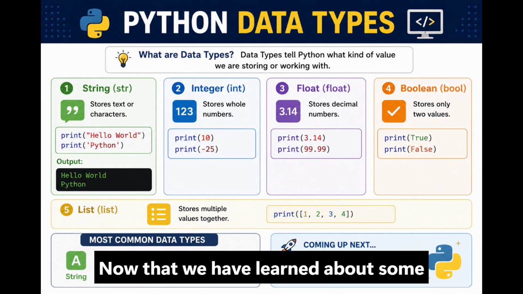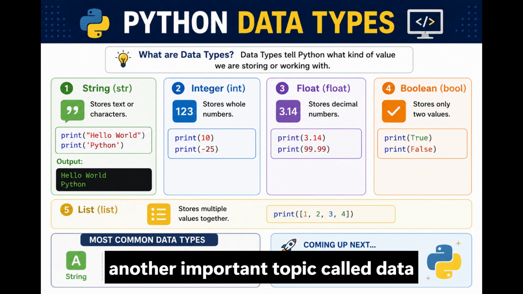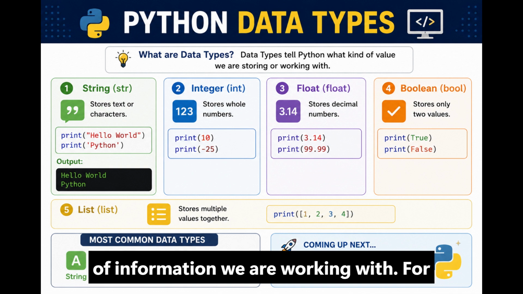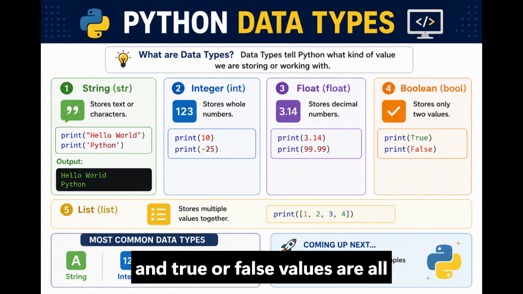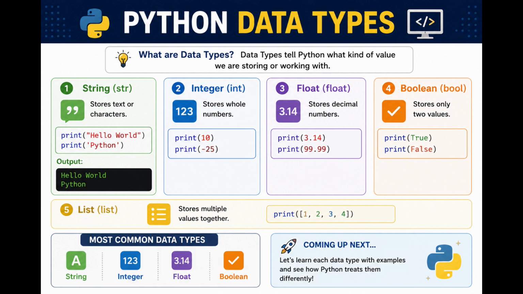Now that we have learned about some common errors in Python, let's move on to another important topic called data types. A data type tells Python what kind of information we are working with. For example, text, numbers, decimal numbers, and true or false values are all different types of data. Let's look at them one by one.